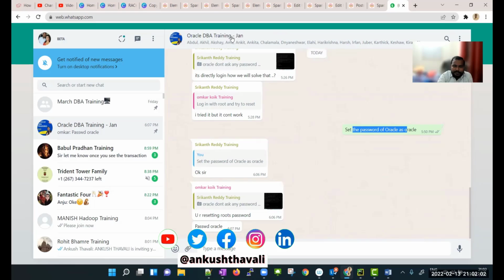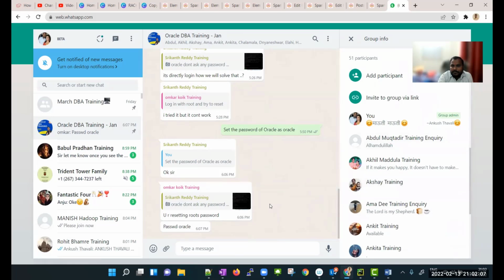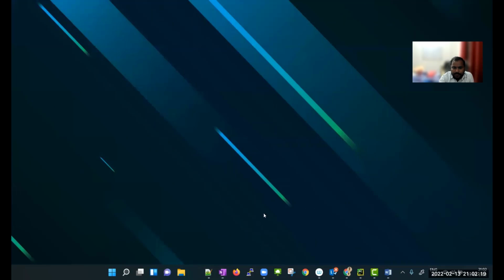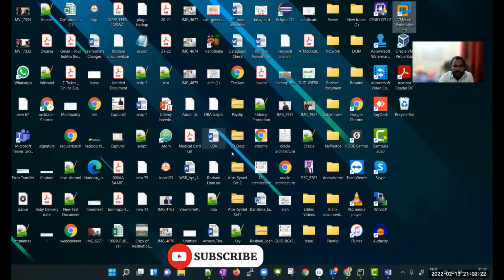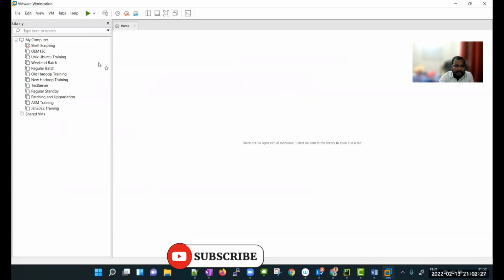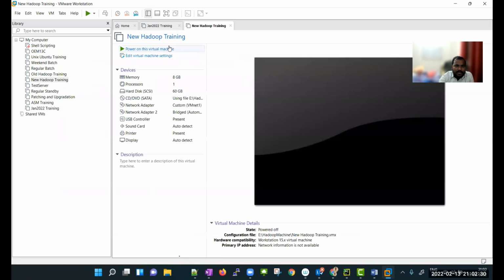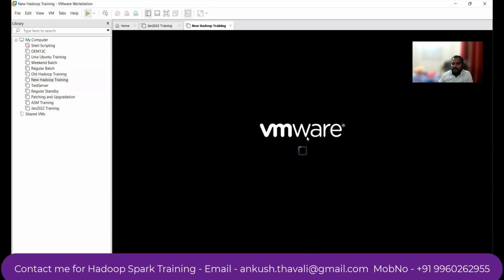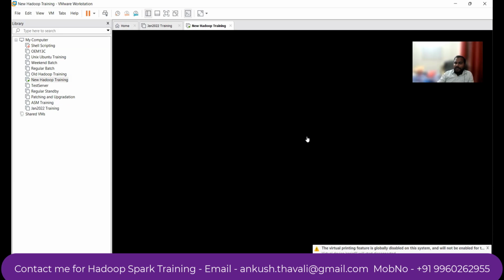So what I understood is we will install ourselves and we can practice. I will show you how to install it, don't worry. Not through any VMware, just installing directly? No, we are going to use VMware. I'll show you if you want to see. See here, I already have one machine with me. This is my VMware Workstation, and this is my Hadoop training VM machine. It will be there with you also after the training, once we start the training.